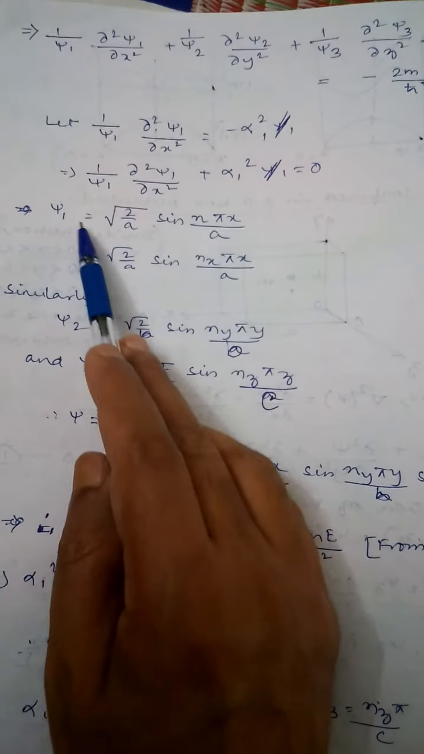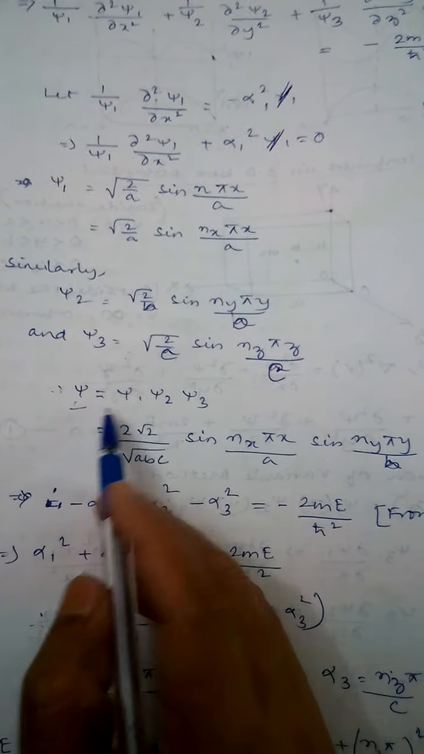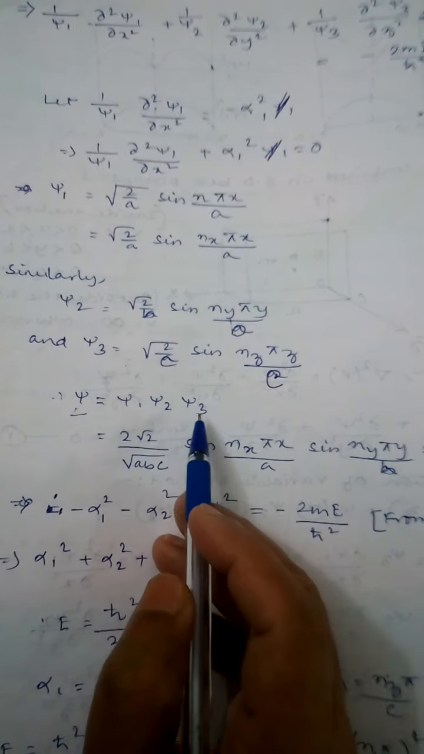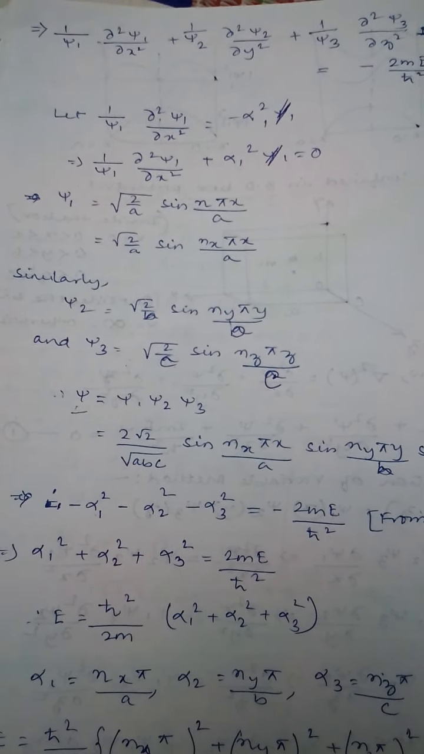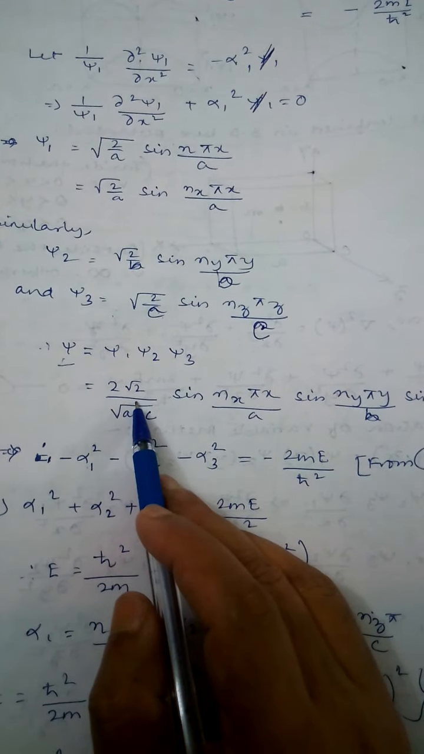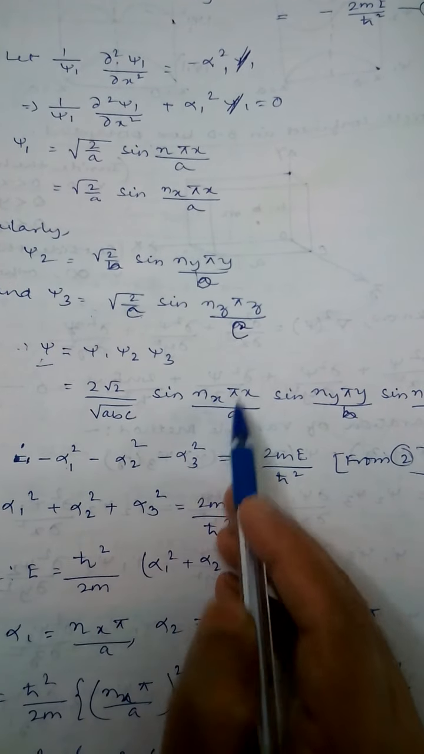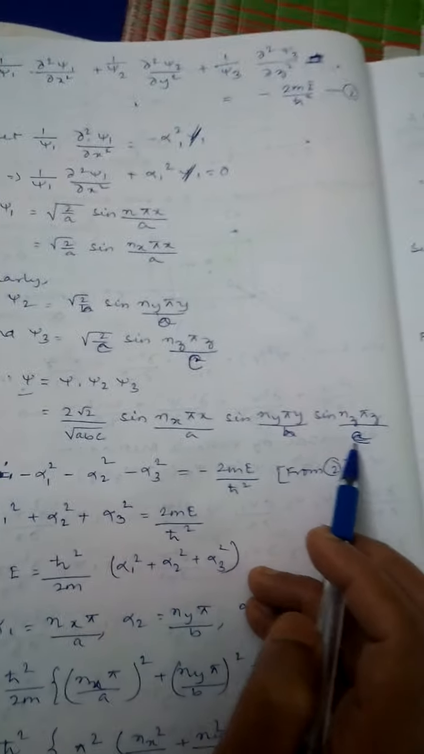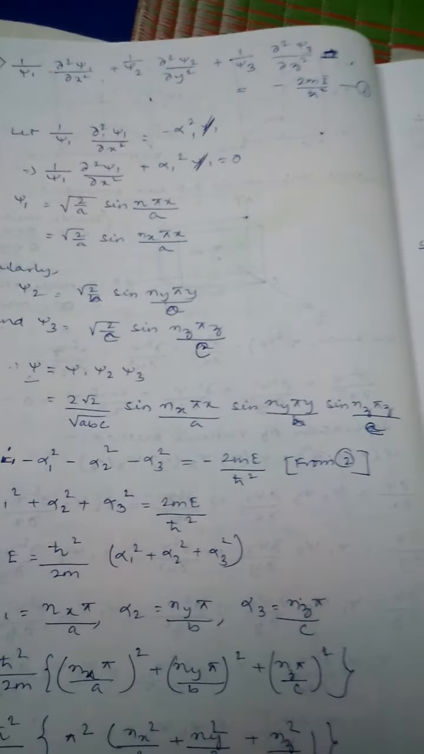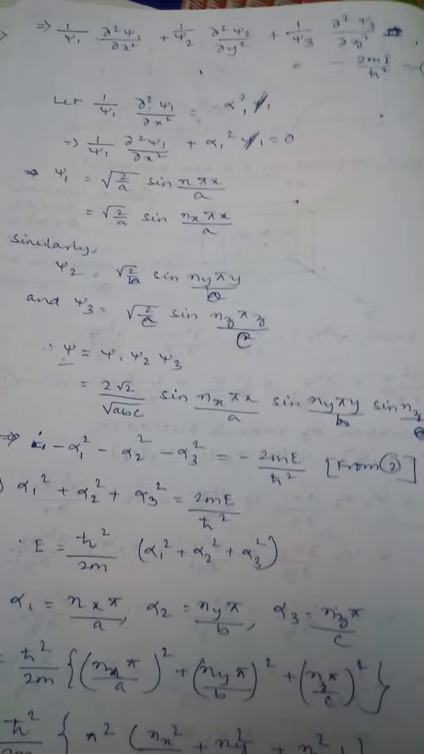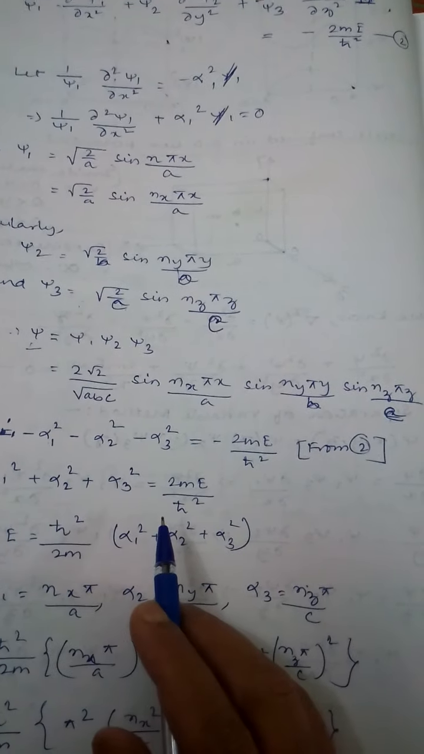Okay, so finally we have psi 1, psi 2 and psi 3. So the expression of psi can be written as psi 1 into psi 2 into psi 3. Previously we have considered it as a product of 3, psi 1, psi 2, psi 3. So putting these values of psi 1, psi 2, psi 3 over here, we'll get finally 2 root 2 by root over abc sine nx pi x by a sine ny pi y by b sine nz pi z by c. So this is the expression of the wave function for the three-dimensional box potential problem having sides a, b and c respectively.